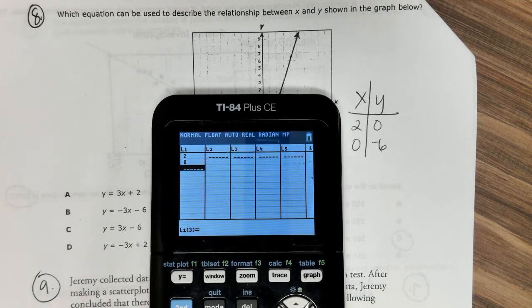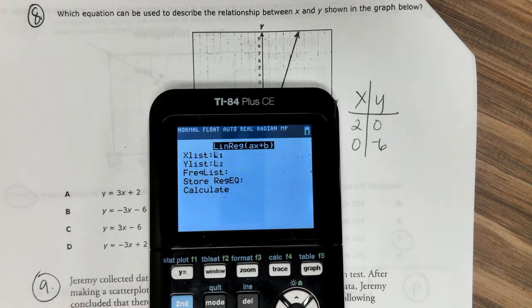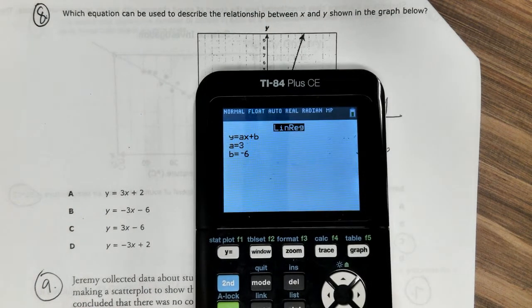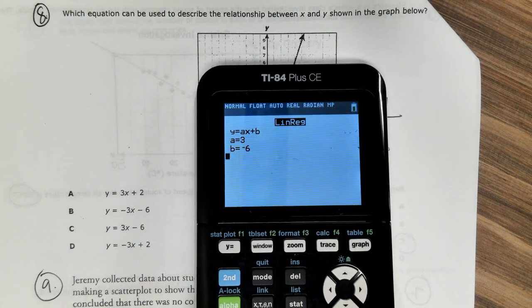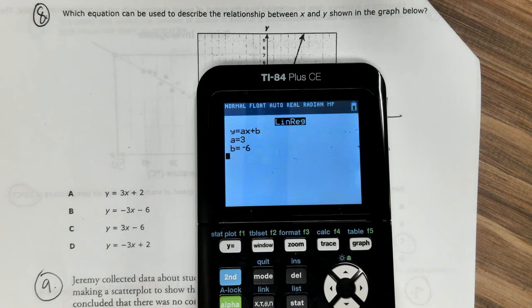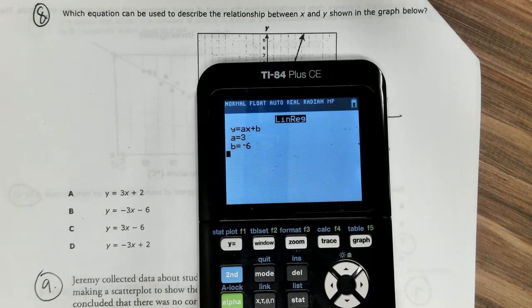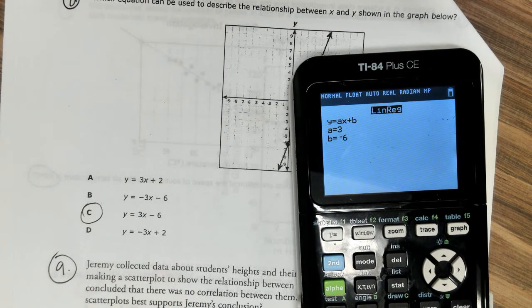Two, 0, 0, -6, stat calc. What's the slope? I can't hear y'all. What's the slope? 3. What's the y-intercept? No, it's not 6. -6. So what's the correct answer? C. Moving on to the next one.